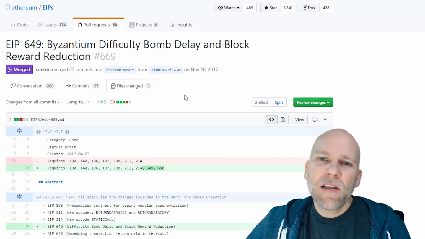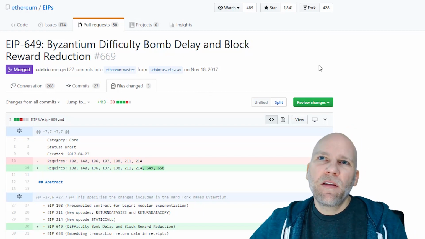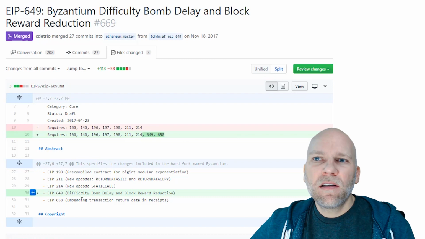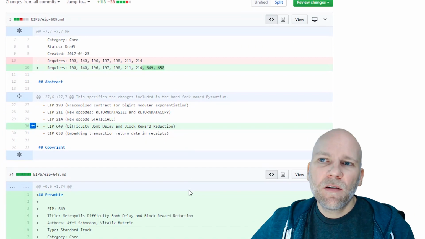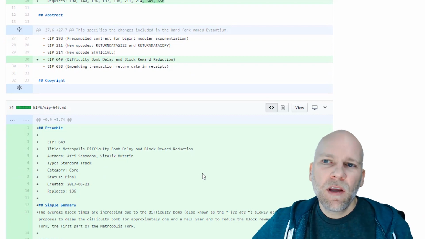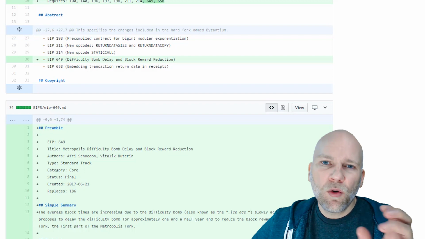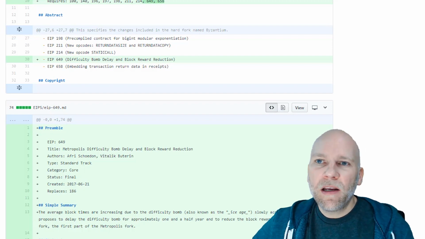EIP-649 is the difficulty time bomb. EIPs are Ethereum improvement proposals. This EIP-649 is a difficulty bomb delay and block reduction. It goes along with the proof of stake, which is going to take rewards away from miners and push them more towards the proof of stake holders, people that hold coins in their wallet instead of mining.